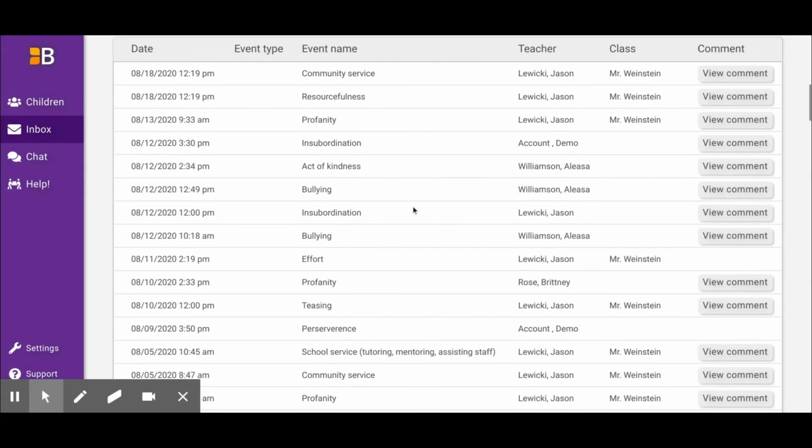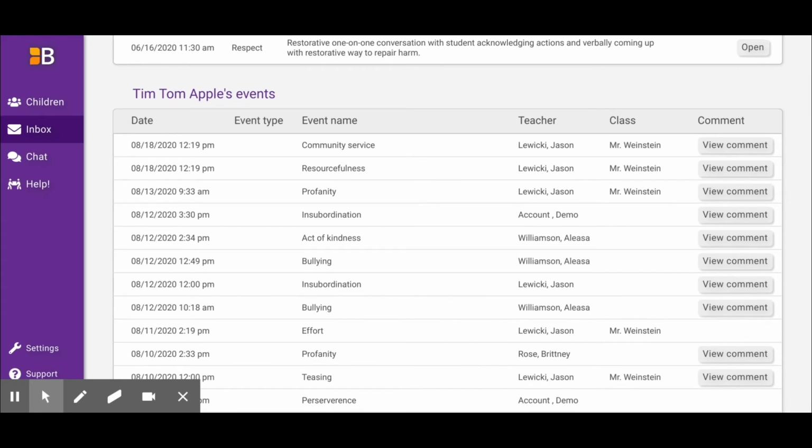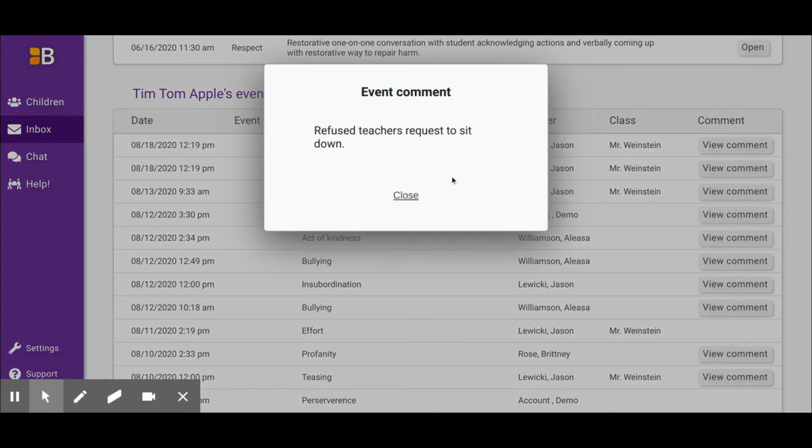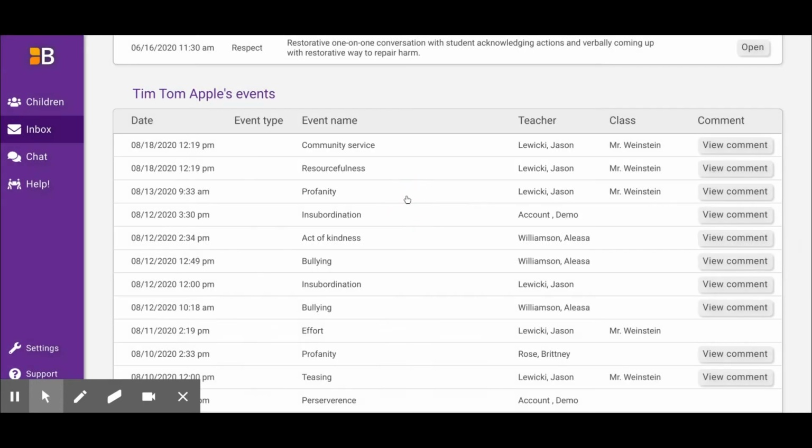Now, do keep in mind, as a parent, this is something you want to coach your kids towards. If your student does get something that's a negative log, they can in fact repair the harm of that action. In other words, your student can make it right with that teacher or make it right with their class. So if you look at something like insubordination, they refused the teacher's request to sit down, okay? What your child can do is go to the teacher the next day or whenever it's convenient and say, hey, I got logged for insubordination. I want to fix that. Can I fix that with you?